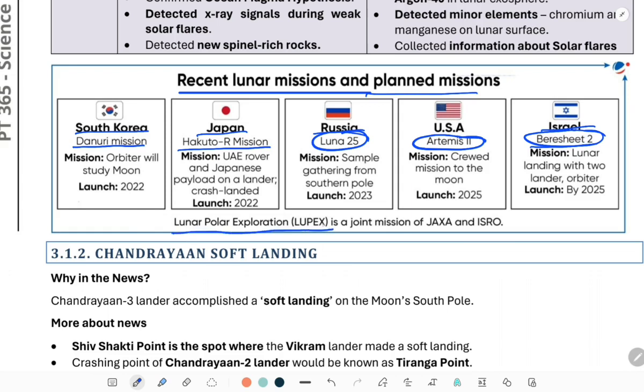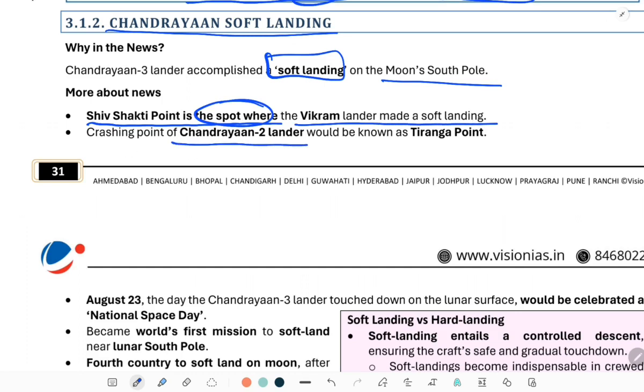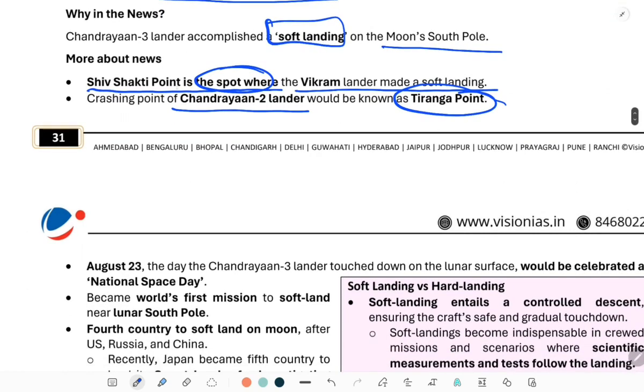Lunar Polar Exploration, LUPEX, is a joint mission of JAXA and ISRO. Next, we'll see Chandrayaan soft landing. The Chandrayaan 3 lander accomplished a soft landing on the moon's south pole. Shiv Shakti point is the spot where the Vikram lander made a soft landing. The crash point of the Chandrayaan 2 lander is known as Tiranga point. The Chandrayaan 3 landing point is called Shiv Shakti point.